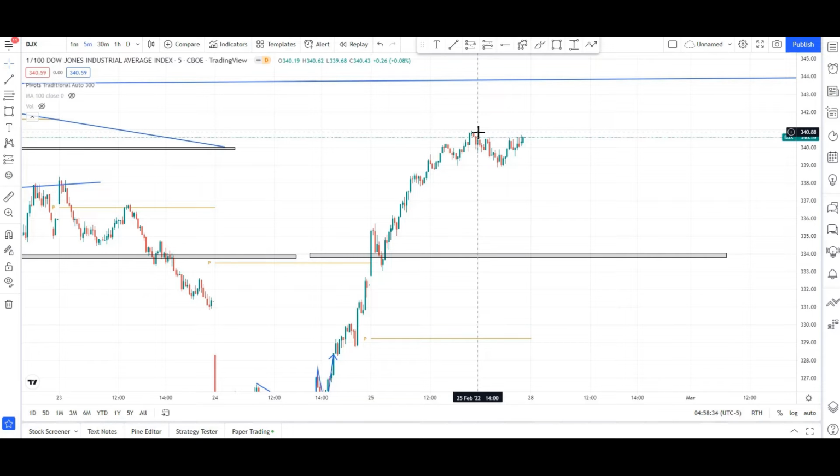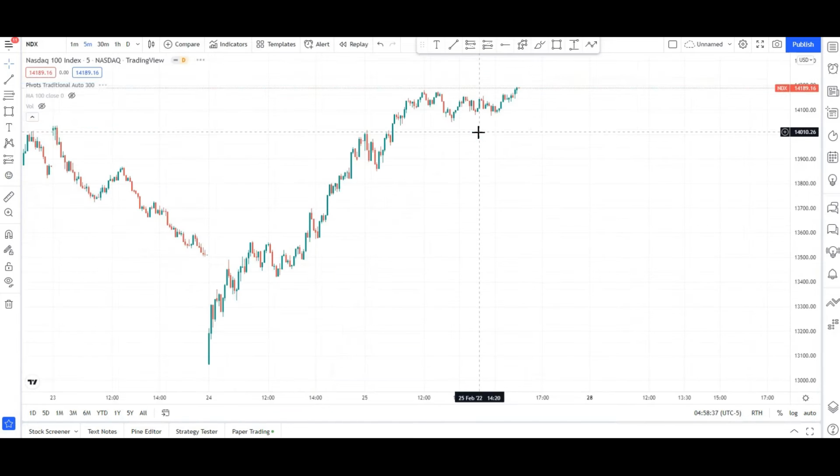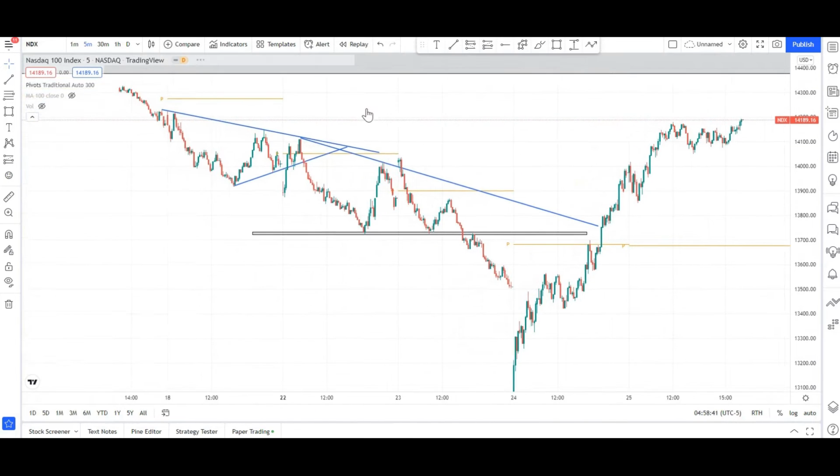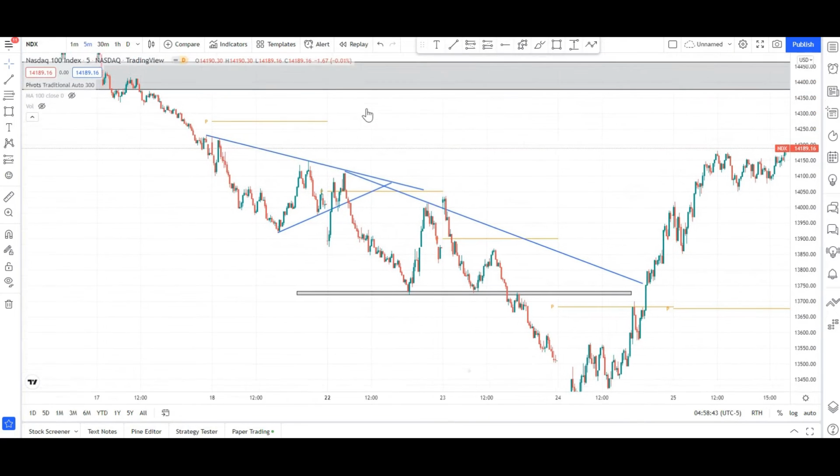Okay guys, this is the Dow Jones Industrial Average analysis. Now we can see the Nasdaq 100 index analysis.